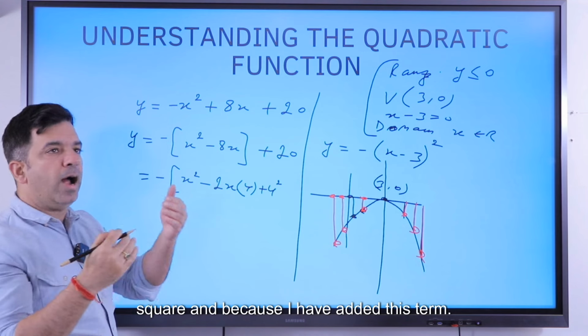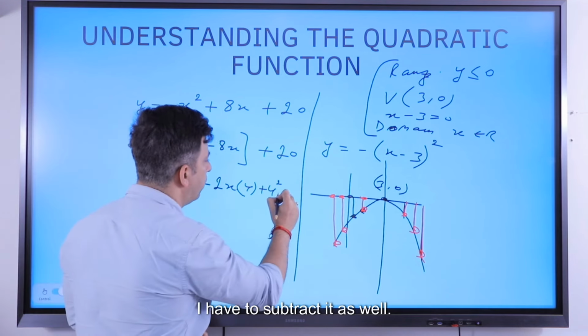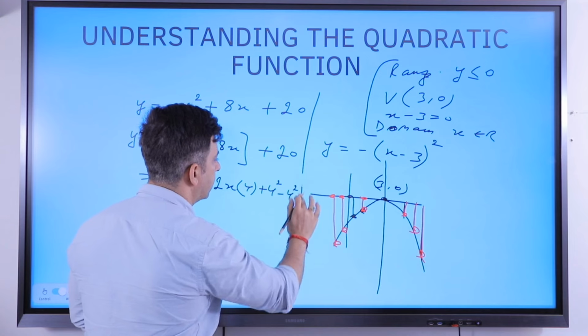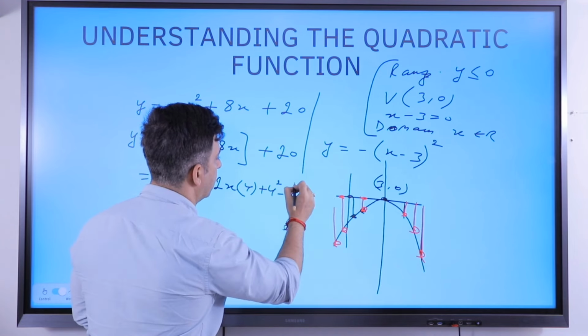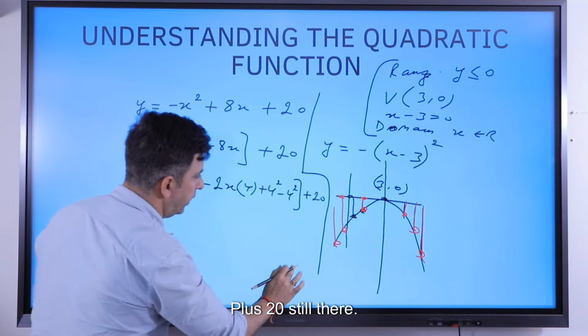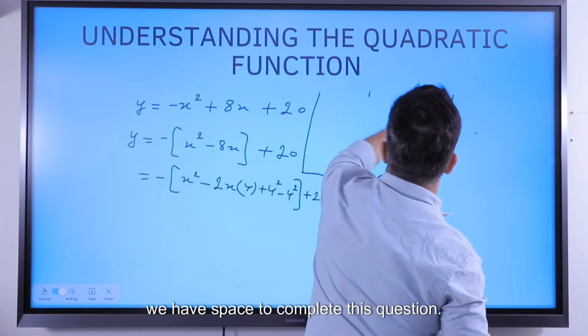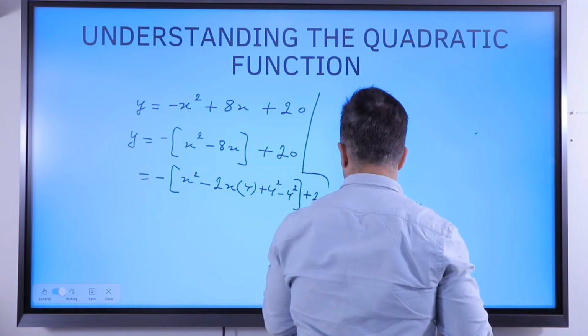And because I have added this term, in order to balance the expression, I have to subtract it as well. So this is the term. And plus 20 is still there. I'm just rubbing this expression so that we have space to complete this question.